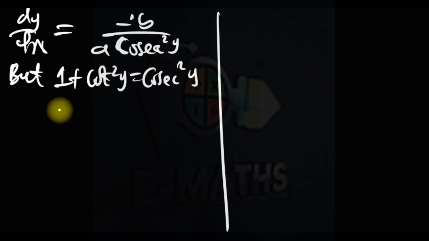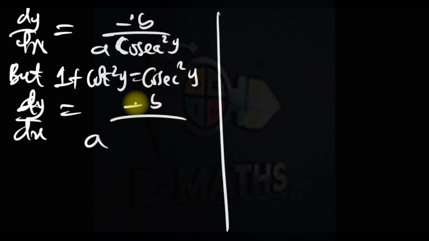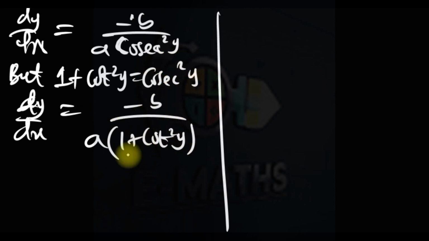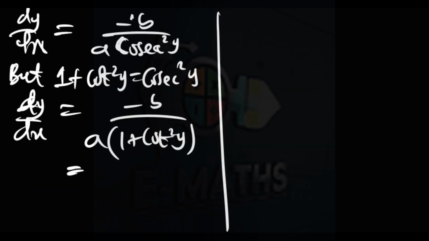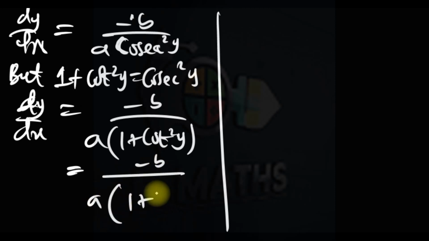Because we are given cot, we are not given cosec, we now write cosec squared y in terms of that, which is now 1 plus cot squared y. I replace this with that. And again, what we are given, if you see, this is x, so we need to come back to x, and we have that cot y is bx over a. So wherever I see cot y, I call it bx over a, all squared.